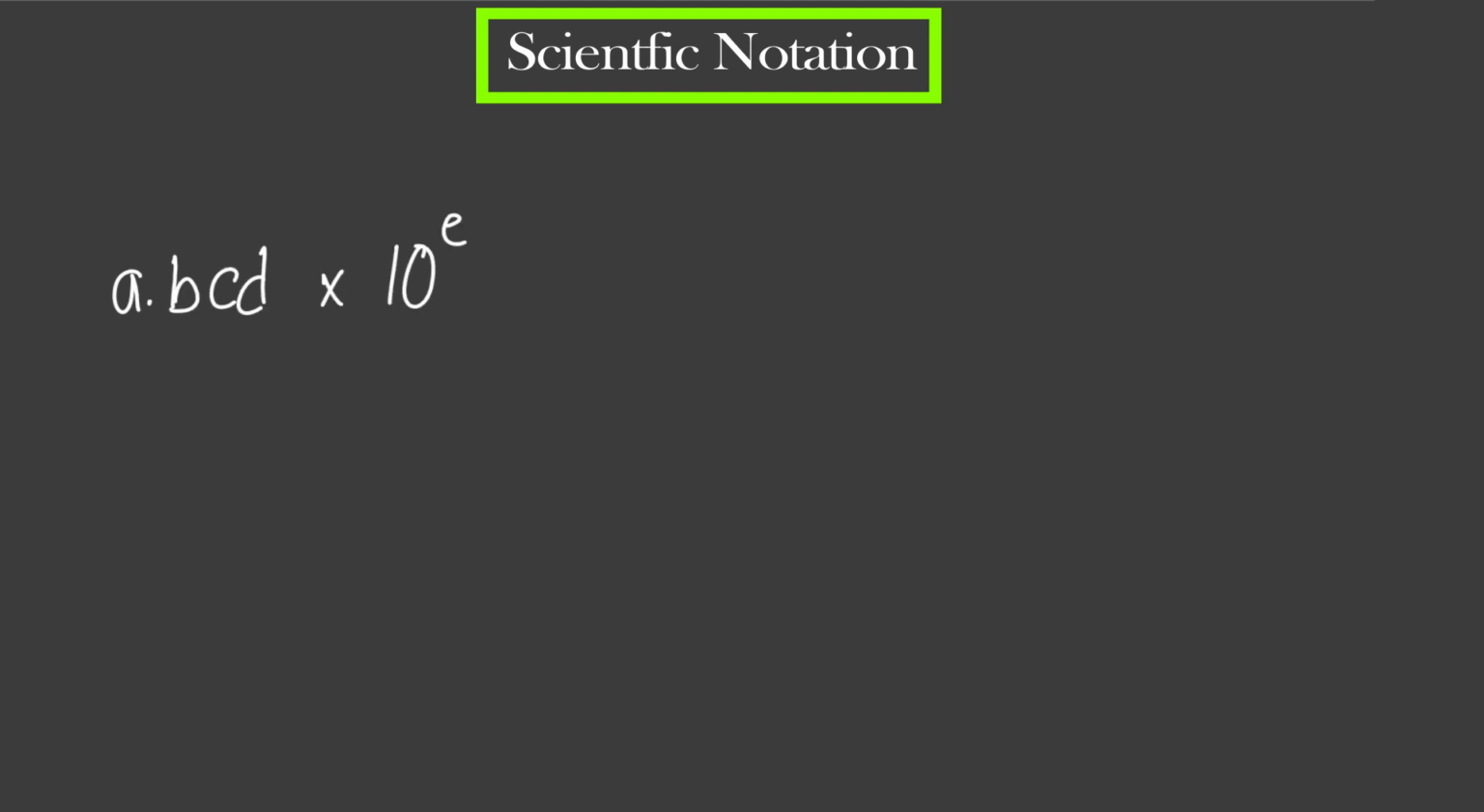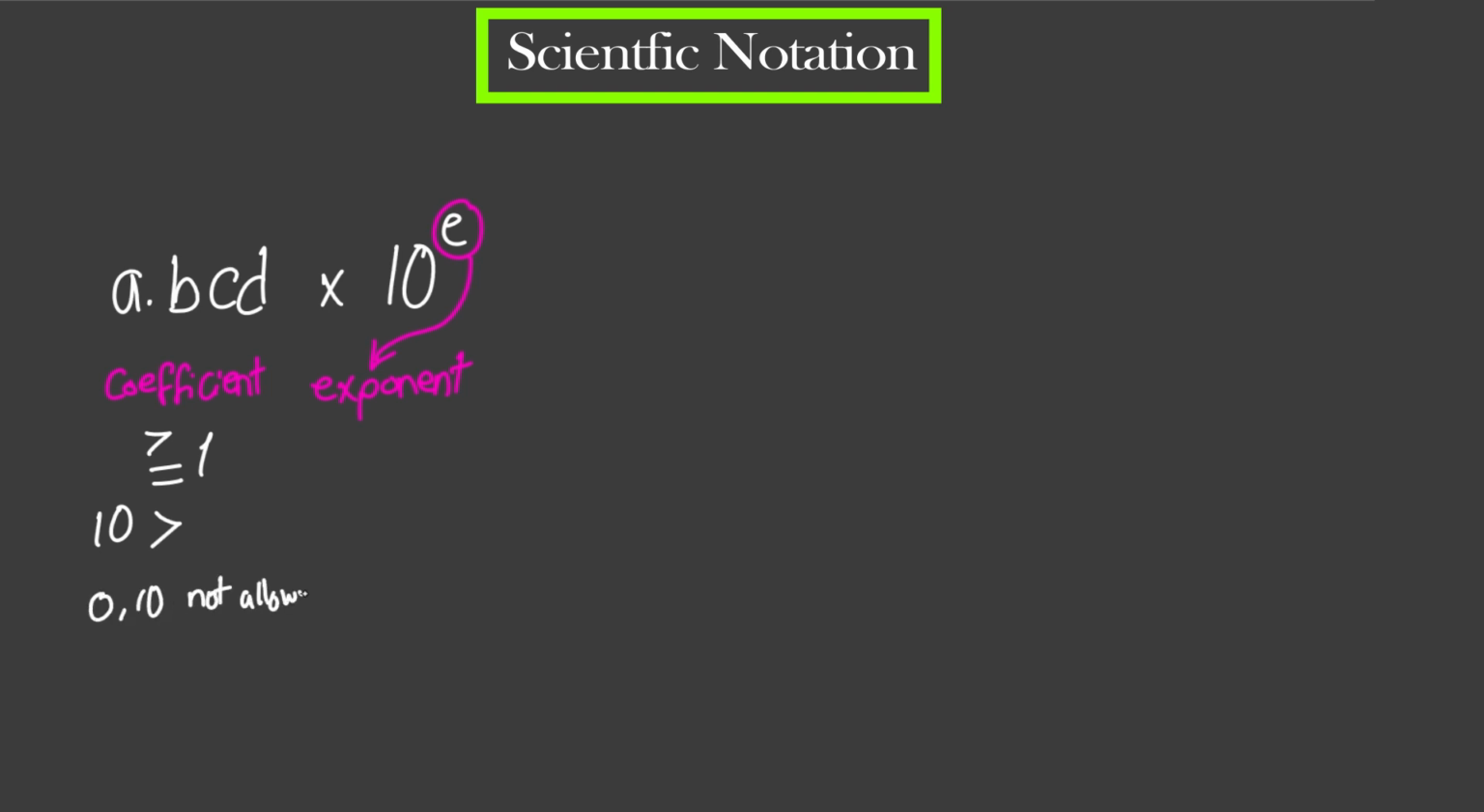In this rule, we have two parts. The first part is called the coefficient, and the second part is called the exponent. The coefficient must be a number that's equal to or greater than 1 and less than 10. So it must be a one-digit number, and that number must be between 1 and 9. So 0 and 10 are not accepted.